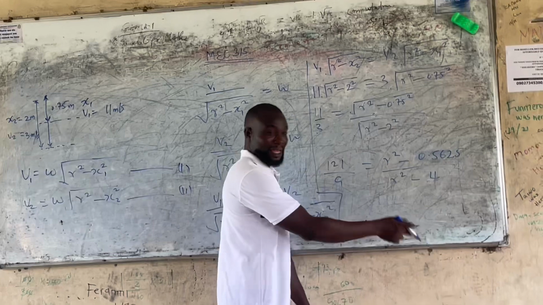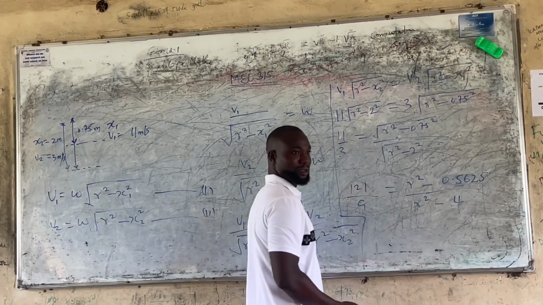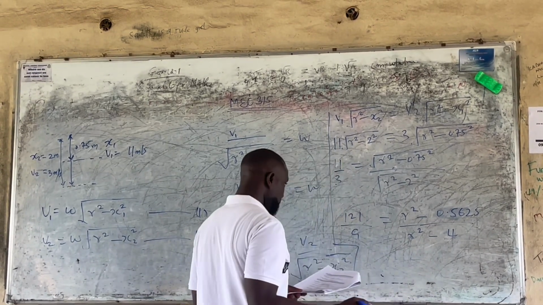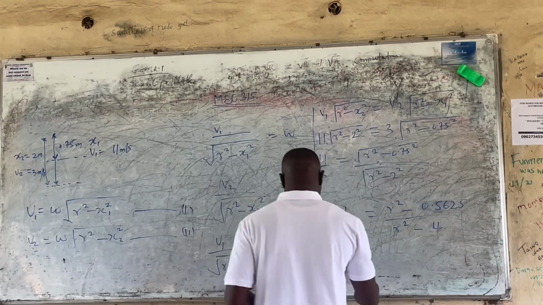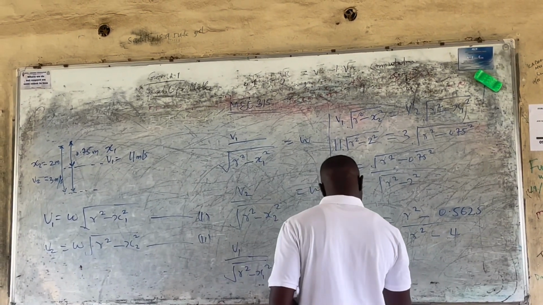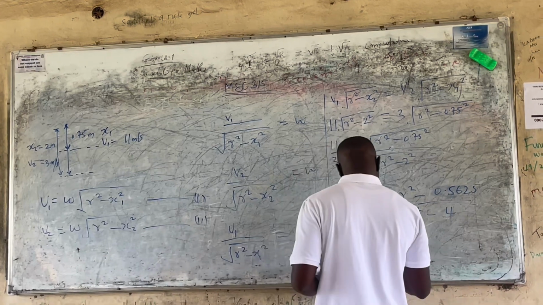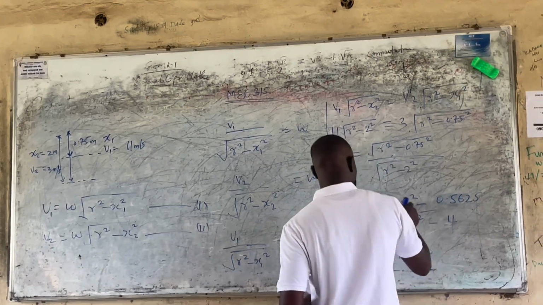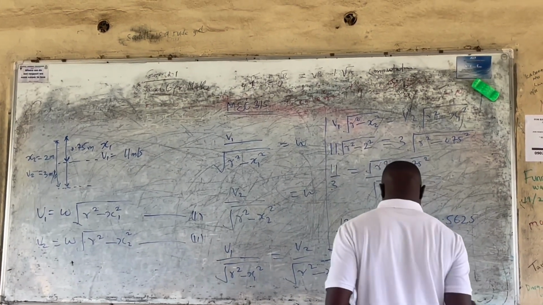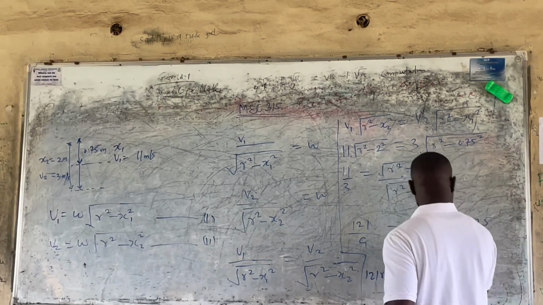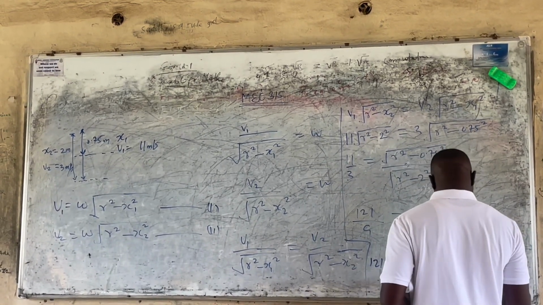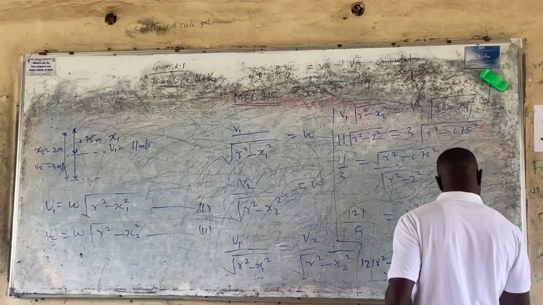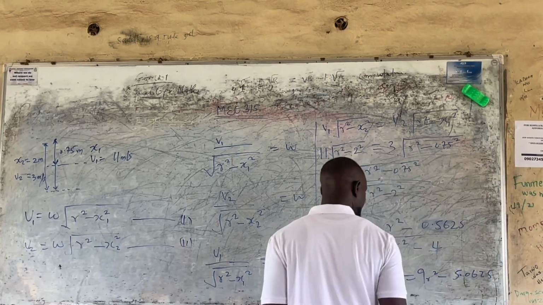When you cross multiply, this one times this one, and this one times this one, to give us what? 121 R squared minus 484, because it's equal to 9 R squared minus 9 times 0.5625, which is 5.0625. So now we can solve for R.